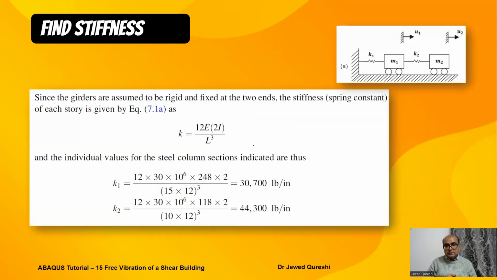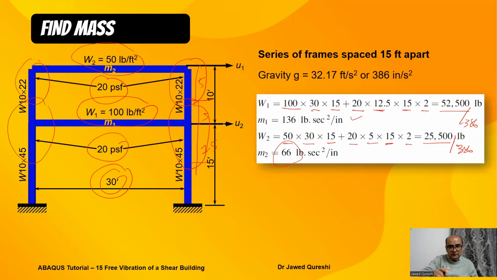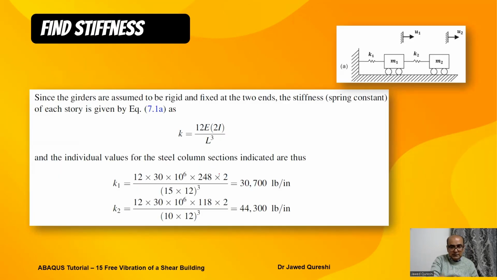So the stiffness for this kind of shear structure is 12EI over L cubed. But because we have 2 columns, the stiffness is multiplied by 2. So K1 will be 12EI over L cubed times 2, because we have 2 columns at each story. K1 is the first one, so the first one is the first floor. The first floor is 15 feet high. We multiply it with E, and E is 30 times 10 raised to 6.